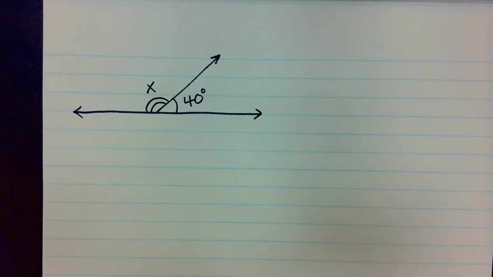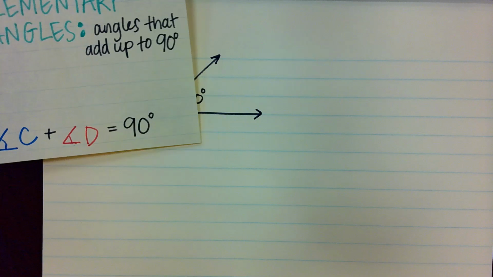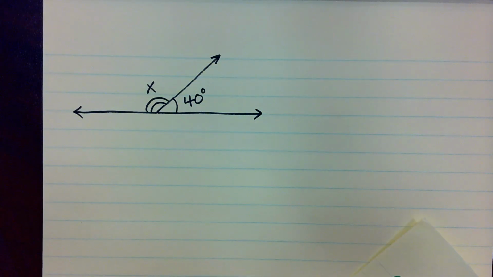You have to use one of these. You could use a compass. You could use a protractor. What if we don't have a compass or a protractor?